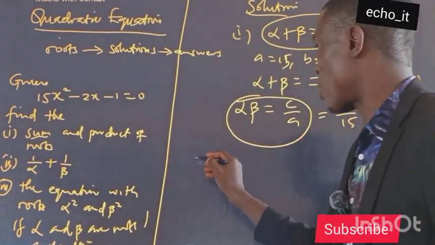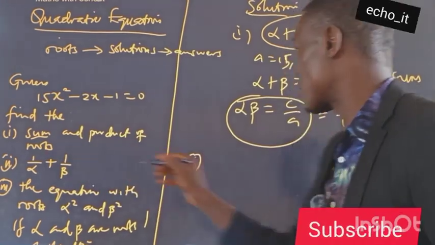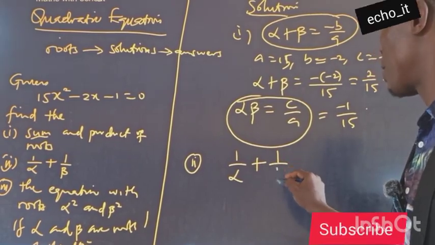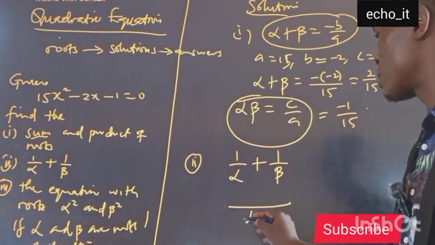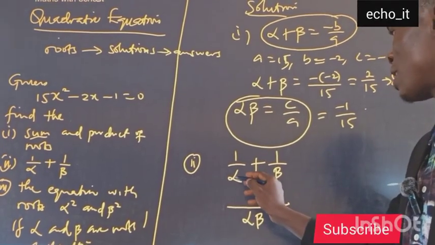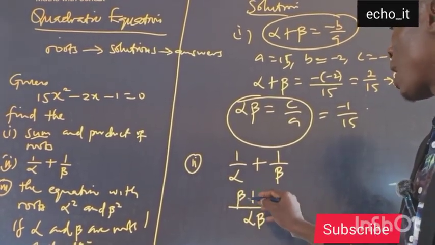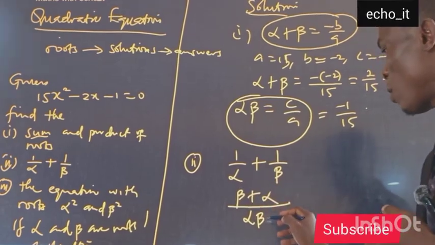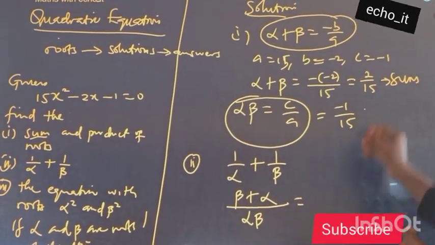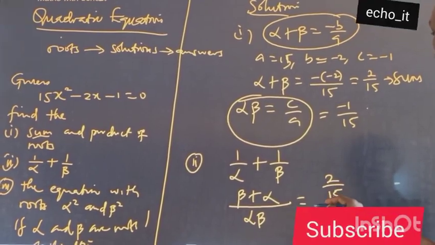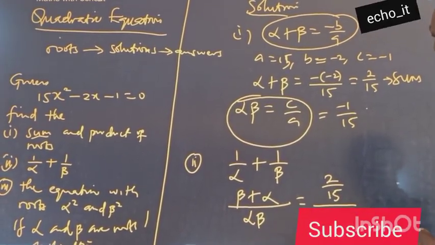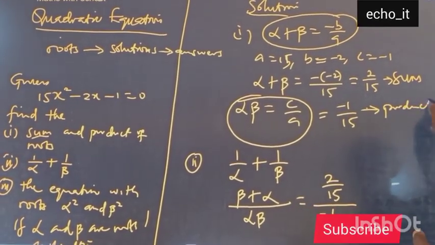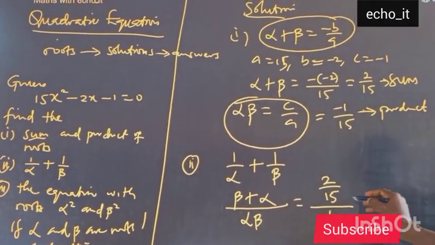Now, quickly, for the second one, we have to sum this. From here, 1 over alpha plus 1 over beta. What you do is just to find the LCM, alpha beta. This divides this, we get beta. So this is beta plus, this divides this, alpha times 1, alpha. So you can see the sum of roots is appearing. So just put the answer 2 over 15, everything over minus 1 over 15. This is the product. Remember, product we have here already.